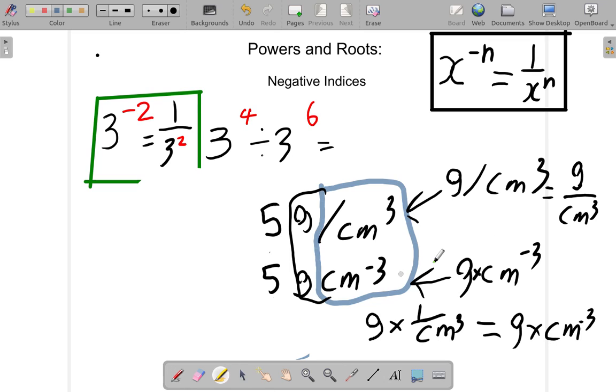So therefore, if you consider the 1 over cm cube and the cm to the negative 3, cm to the negative 3 is the same thing as 1 over cm to the positive 3. Just like how x to the negative n is the same thing as 1 over x to the positive n. So those are two examples where you might see that in physics and chemistry, right?